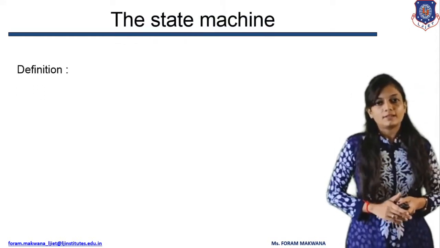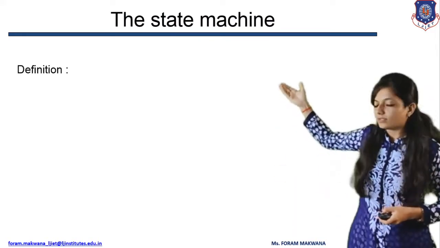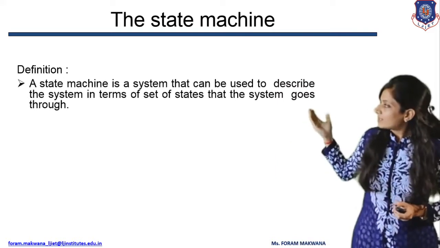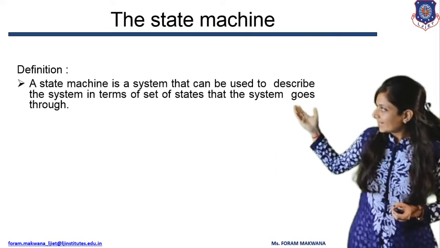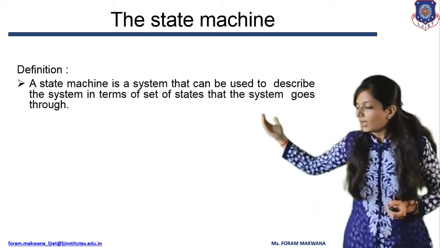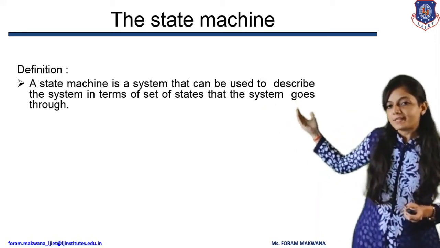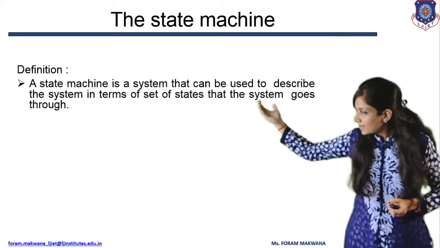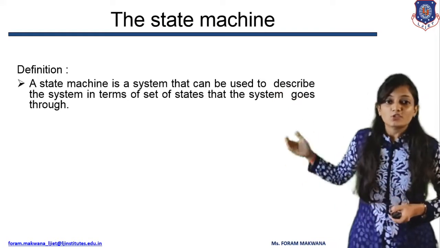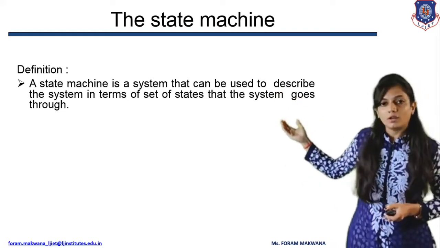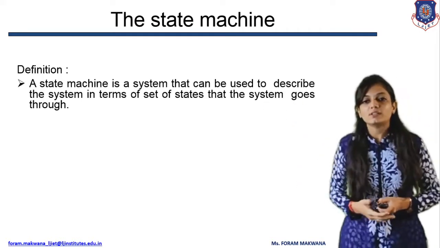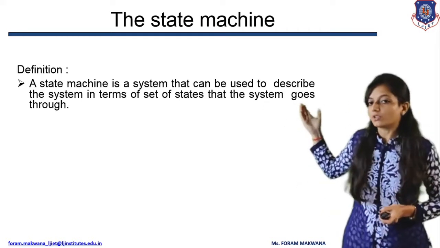Now, the state machine definition. The definition is, a state machine is a system that has a finite number of states. Its state will change from one to another and its output depends on either present state and the input. Alright, so change in state will cause the system to change its output based on the clock.